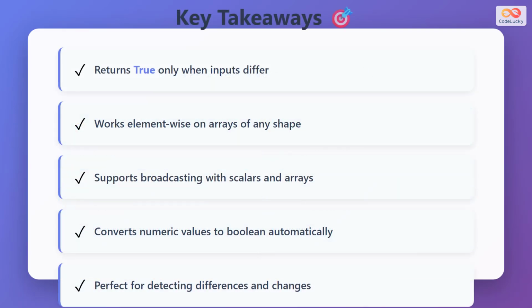Let's recap the key points about np.logical_xor. First, it returns true only when the two input values differ from each other. Second, it works element-wise on arrays of any shape, processing corresponding elements pair by pair. Third, it supports NumPy's broadcasting rules, allowing operations between scalars and arrays. Fourth, it automatically converts numeric values to Boolean, treating 0 as false and non-zero as true. Finally, it's the perfect tool for detecting differences and changes in your data. With these concepts mastered, you're ready to use logical XOR effectively in your NumPy workflows.